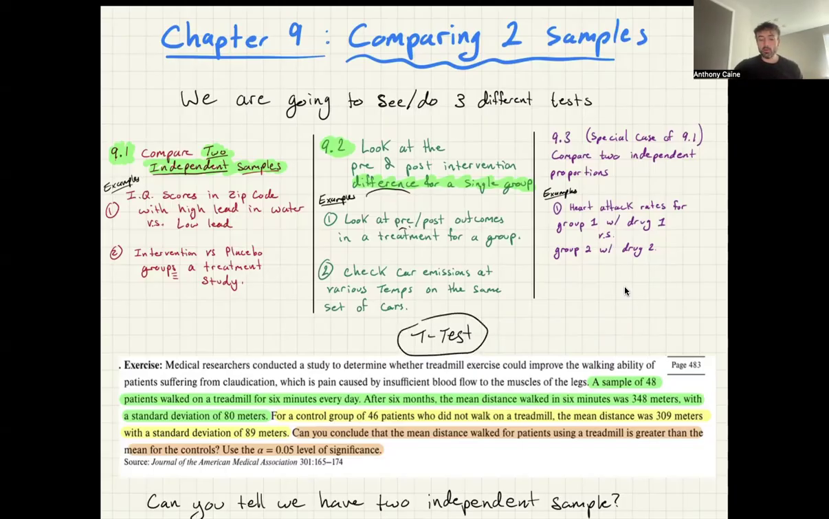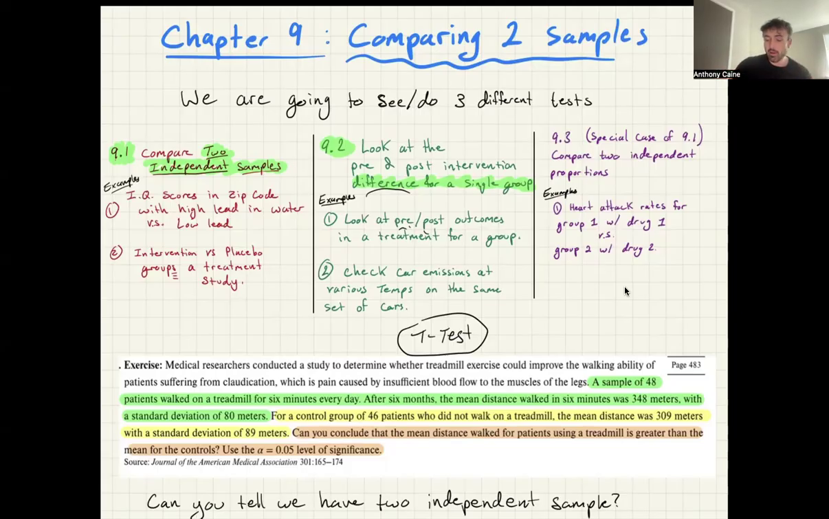So pre and post outcomes for treatments, how much did this treatment help the group, right? You look at knee function before and after physical therapy or something like that, right? Car emissions at various temperatures, things like that. It's the same car, but you're changing the temperature. So it's the same population, same car, with knee stuff, same body, same person. You're just changing how you treat it.